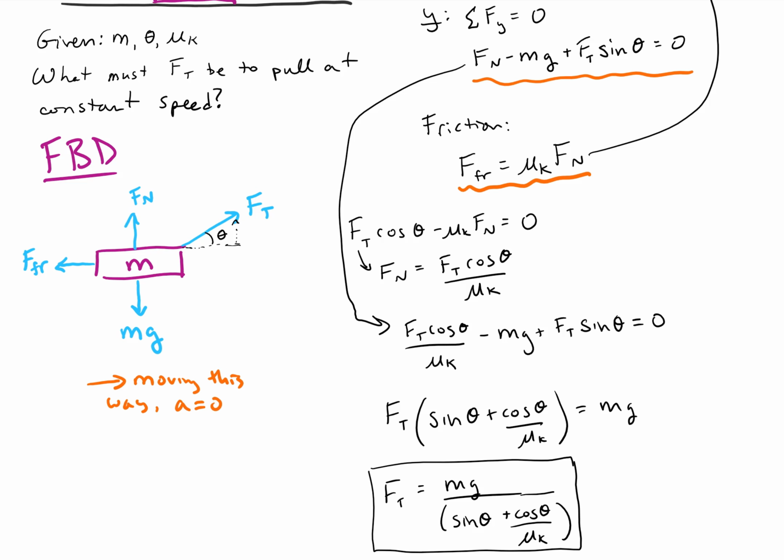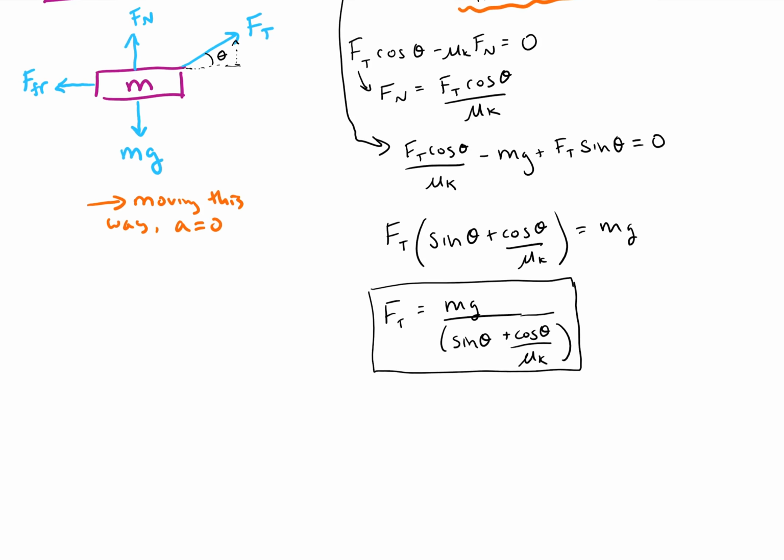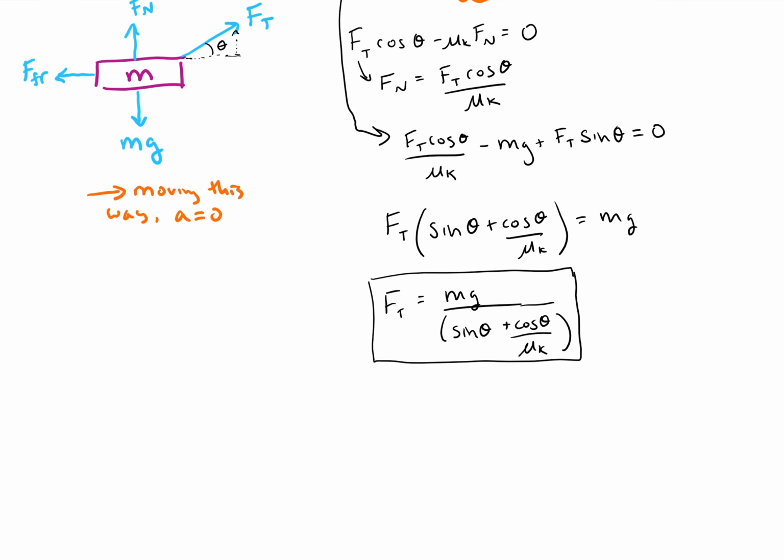Okay, and let's do one sanity check here to make sure this equation makes sense. For this sanity check, what happens if theta equals 0? If theta equals 0, that means you're just pulling straight the normal way. If you're pulling straight and you're going at a constant speed, then there's no acceleration, and so the tension force has to equal the friction force.